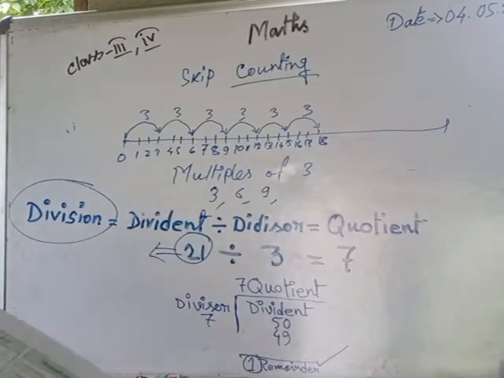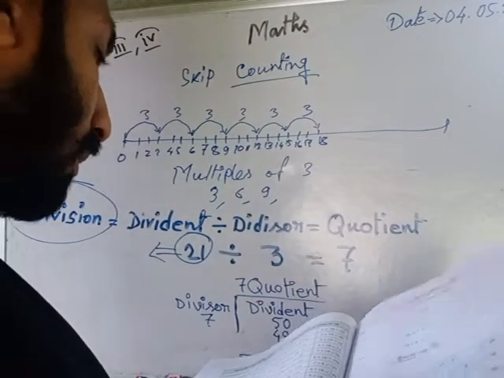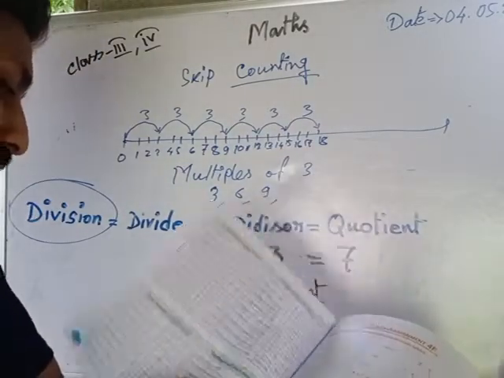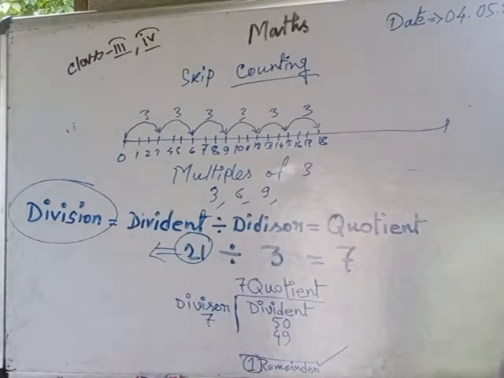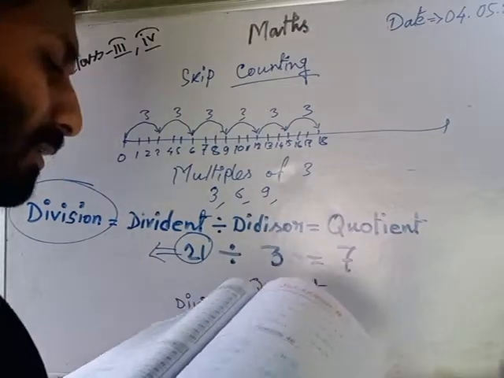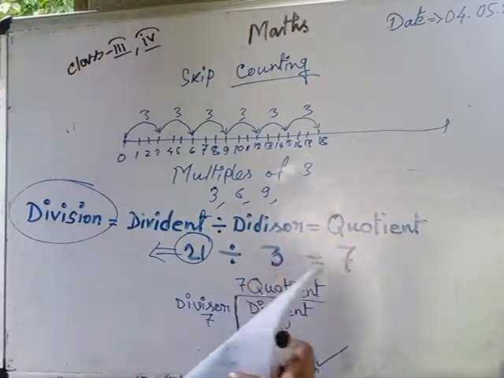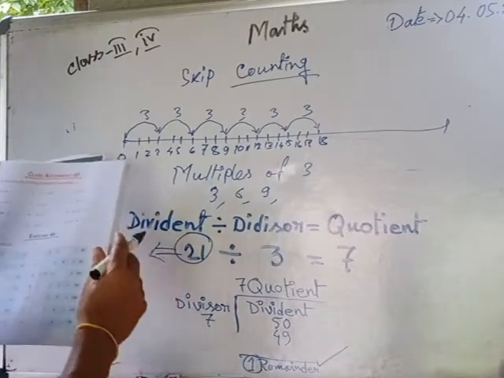It is from class 3. So class 3 students, you should learn the tables from 11 to 20. After that we go to the next, fill in the blanks. There are many fill in the blanks, that is your homework.